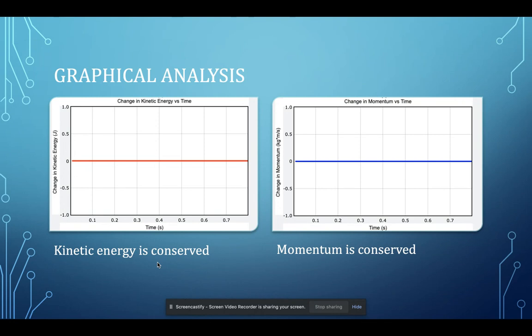So from the graphs we initialized in GlowScript, we can see that the change in kinetic energy and change in momentum remains constant at 0. This makes sense because with elastic collisions, kinetic energy is conserved, and with any collision, momentum is also conserved.